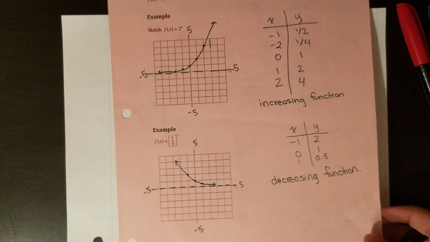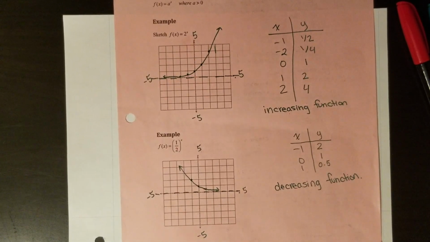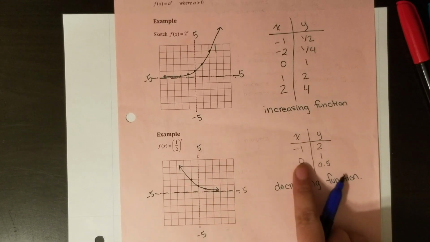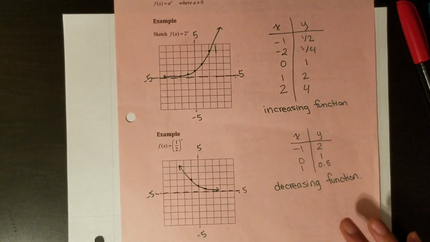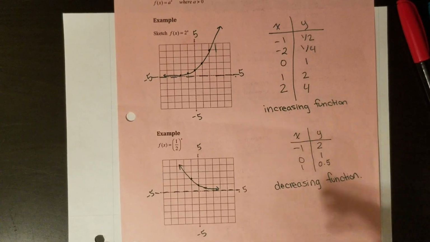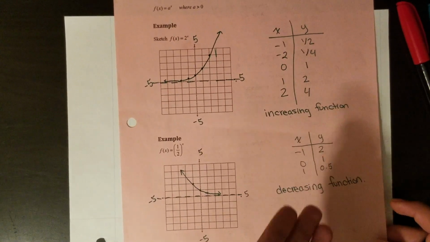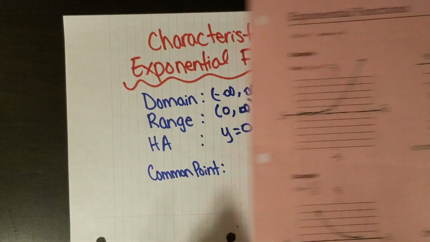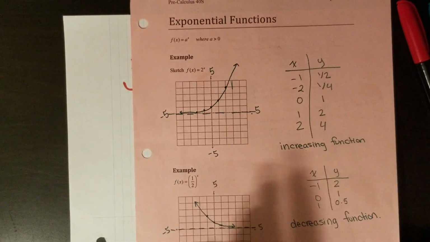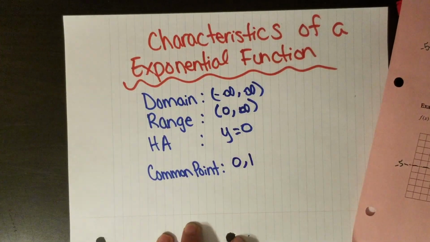And if we look at both of these graphs, they have one point in common. This graph had a point of (0, 1). This graph also had a point of (0, 1). And that is true for any exponential function. It's going to have a common point of (0, 1), every single exponential function. But (0, 1) may be transformed. But in a basic exponential function where there's no transformations, there's always going to be a common point of (0, 1).